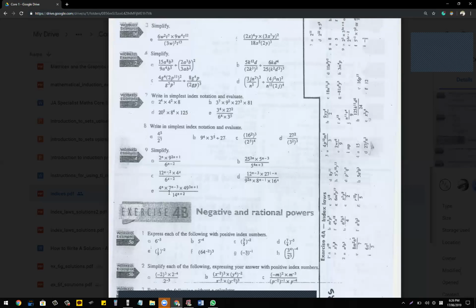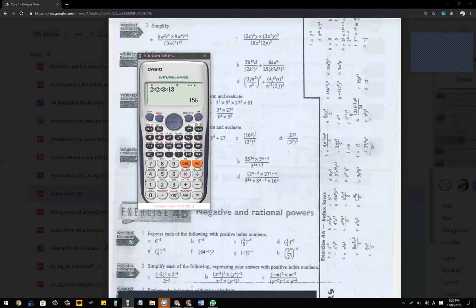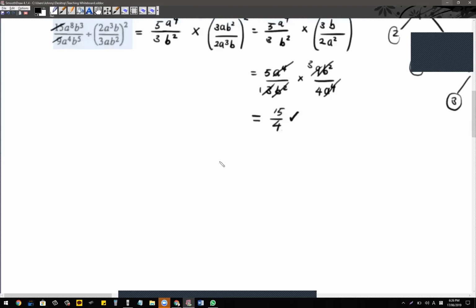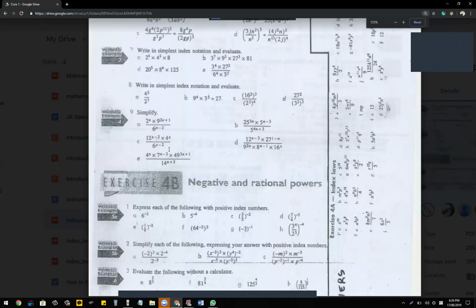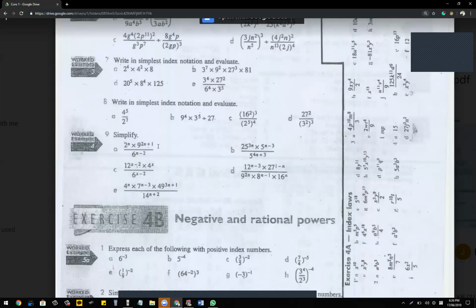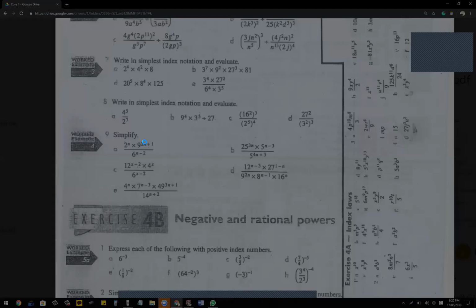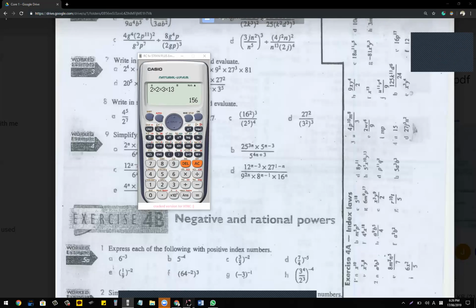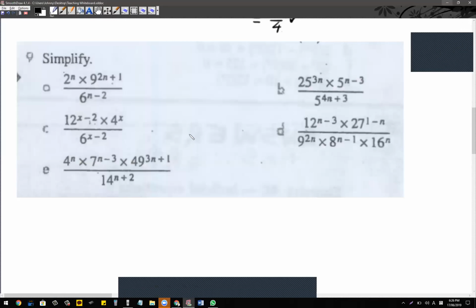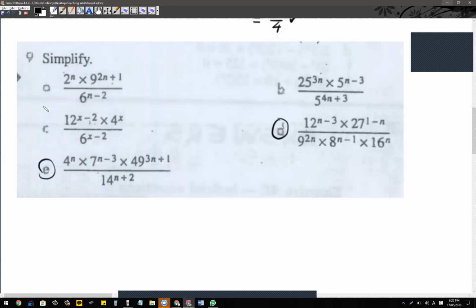Now I'm going to move on to question 9. So look at this, question 9. What I'm going to do is D and E, and you can try A, B, C yourself.